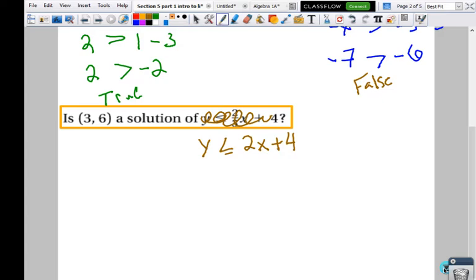Is that true? 6 less than 3? When you're doing that, that's how you think. All right, let's go over it.